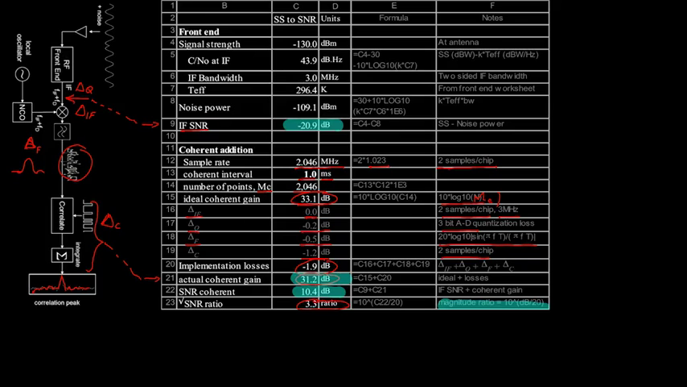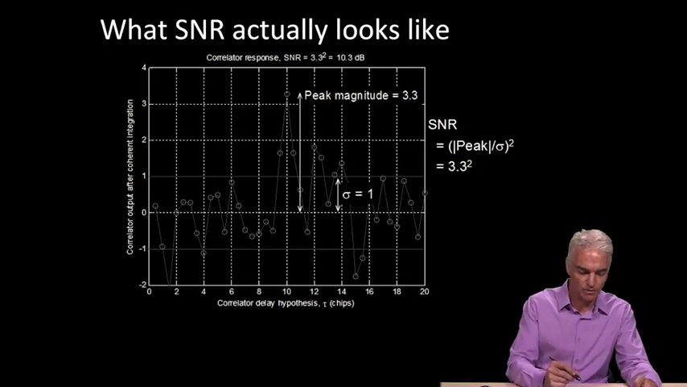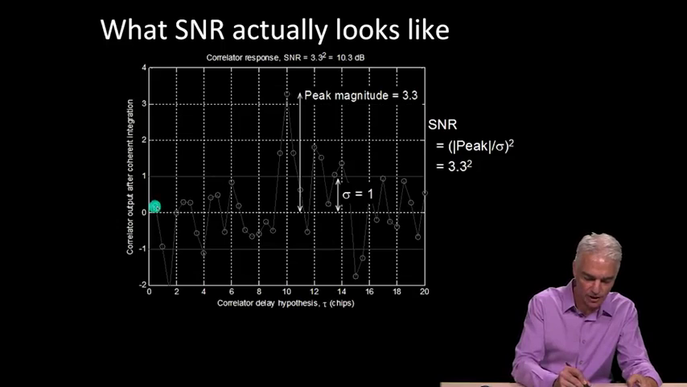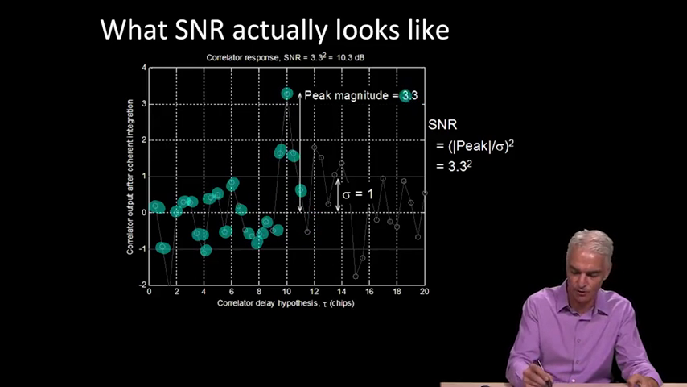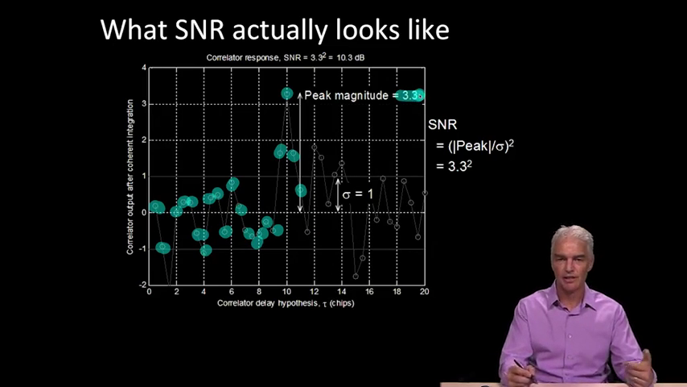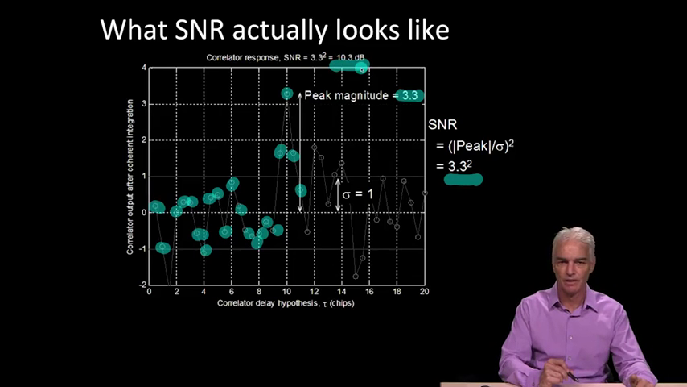And what does that actually look like? Let's look at it in this slide. Here's some actual data where we've got noise samples here. And there are all the noise samples. And then there's the peak, and there's an actual magnitude of 3.3. So that's what it looks like. And then if we did the reverse calculation, peak over standard deviation is 3.3. To take power ratios, we square it, 3.3 squared, and take 10 log 10 of that, and we're back to our 10 dB of SNR.